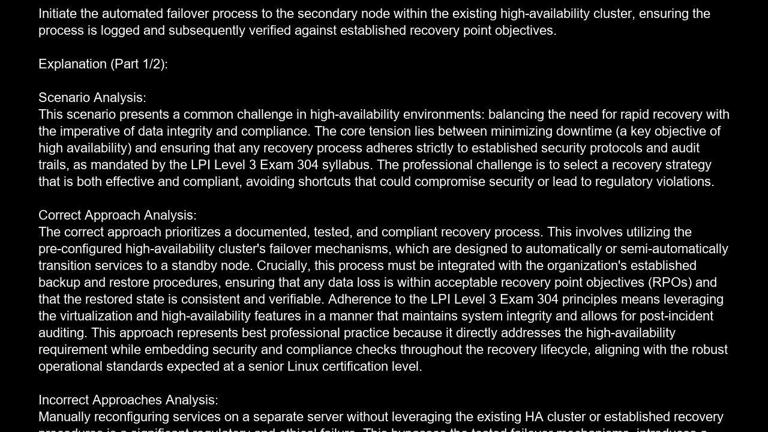Correct answer is D. Initiate the automated failover process to the secondary node within the existing high-availability cluster, ensuring the process is logged and subsequently verified against established recovery point objectives.